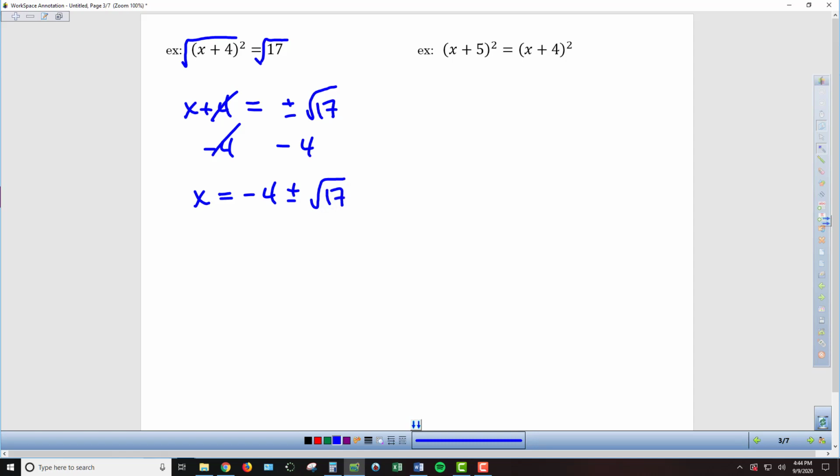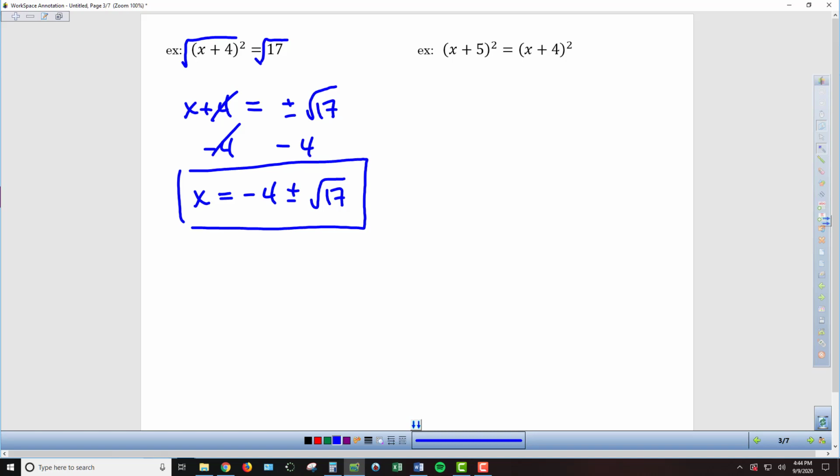Now, unlike the previous example where we were actually able to perform the calculation of 2 plus 3 and 2 minus 3, this time there's nothing more that we can do. 4 and root 17, I can't combine those in any way, so I'm going to just keep my answer as negative 4 plus or minus root 17. Now that's two answers, like we should have.